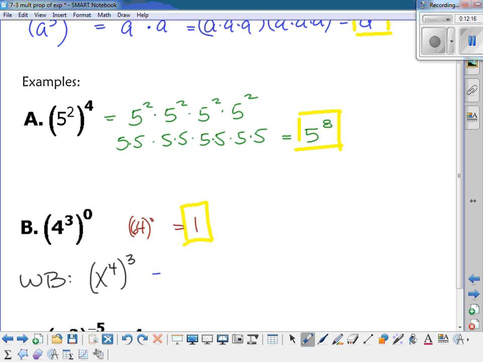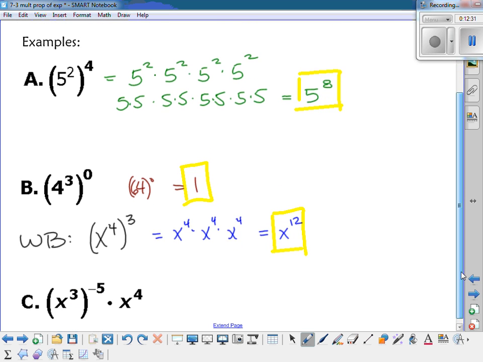Okay, so that was just x to the 4th times itself 3 times. So 4 plus 4 plus 4, you have a total of 12. So x to the 12th. All right, this one's for your notes.